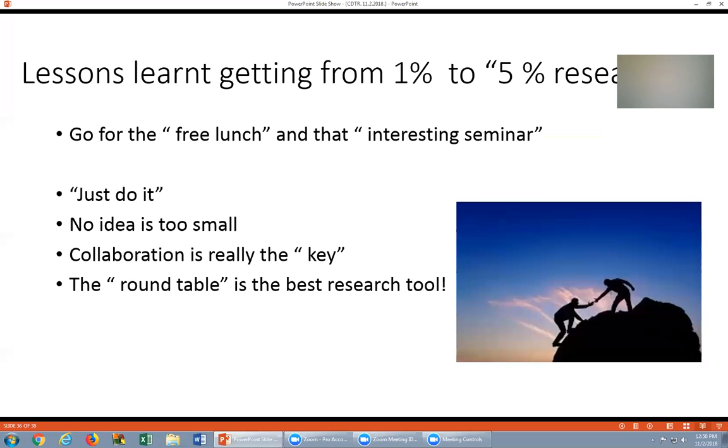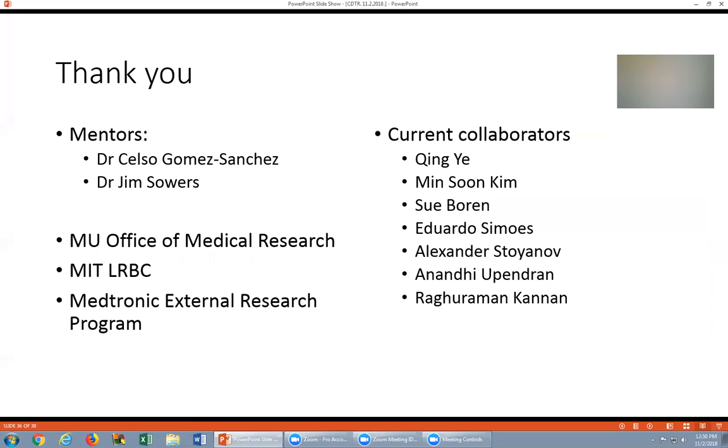So with this, I just want to, again, thank all the people that have really carried me into this small area of research. My mentors, I really want to name Dr. Celso Gomez Sanchez and Dr. Jim Sowers, who are excellent clinicians, but the best researchers also.